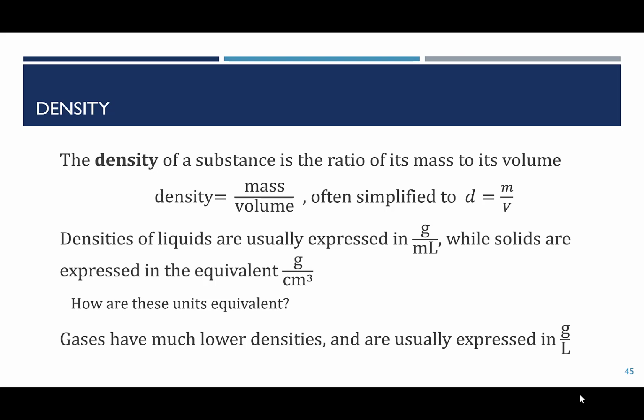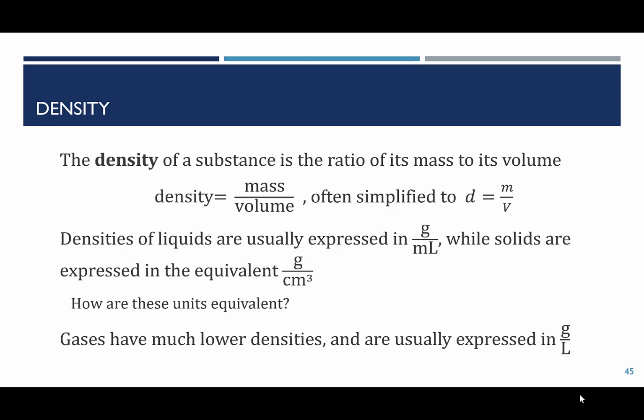Now, densities for liquids and solids tend to be substantially greater than the densities of gases. So when we look at densities of liquids, grams per milliliter is the most common unit, and for solids we use the equivalent unit, grams per cubic centimeter. Why are these equivalent? Because, as you'll recall from the last lecture, 1 milliliter is equal to 1 cubic centimeter.